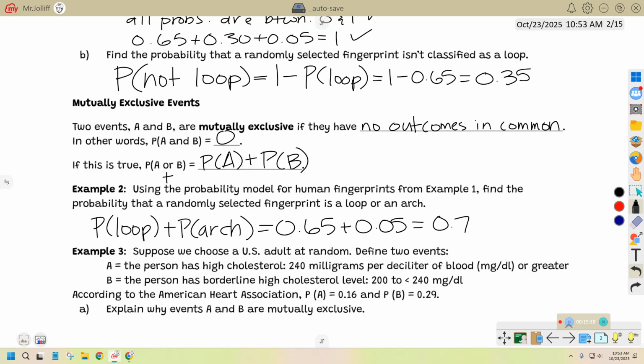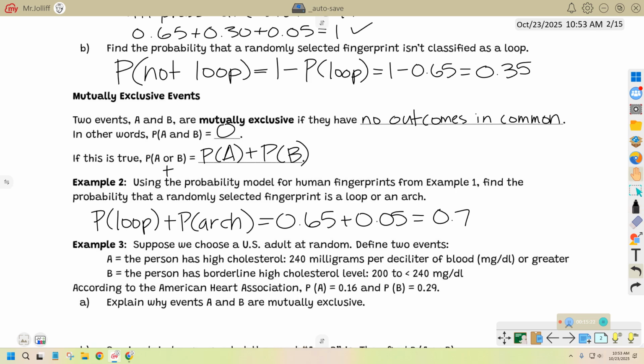Okay, another example. Somebody who's got a nice loud voice, would you be willing to read just the lead-in to example 3? Thank you, Aaliyah. It's on your paper.